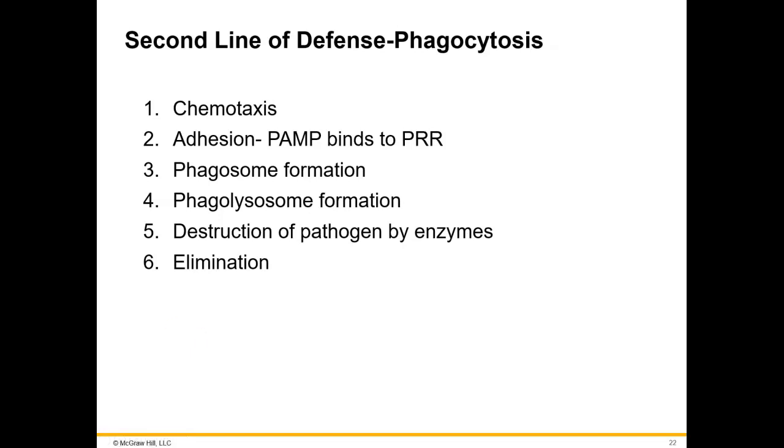Now, let's talk a little bit more about this process of phagocytosis. How exactly does it occur? All right. So here are the steps, and I'm going to show you an image in a moment of each of these steps, so I'll briefly go through them right now. Chemotaxis is the first step, being attracted to that foreign cell. Adhesion, all right, so we have binding that's going to occur. Phagosome formation, taking in the pathogen. Phagolysosome formation, starting to degrade it, and the destruction of the pathogen by enzymes, and then finally eliminating it from the phagocyte.